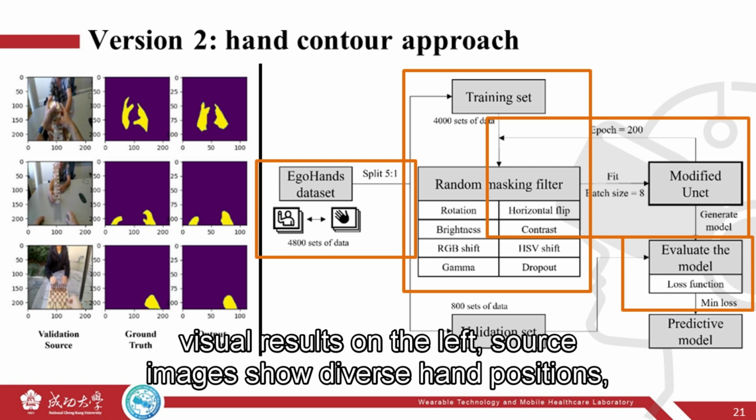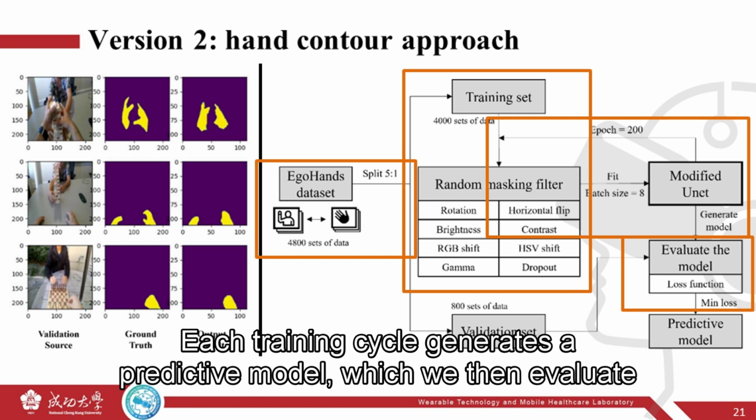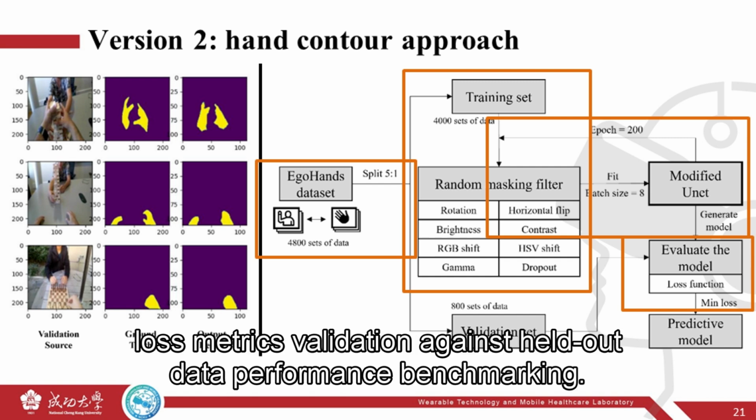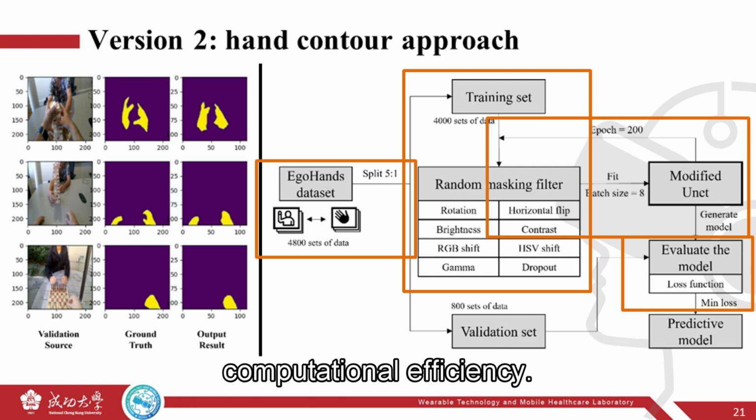Looking at the visual results on the left, source images show diverse hand positions, ground truth masks demonstrate ideal segmentation, output results closely match the ground truth. Each training cycle generates a predictive model, which we then evaluate using minimum loss metrics, validation against held-out data, performance benchmarking. This rigorous approach ensured our model could handle real-world variation while maintaining computational efficiency.